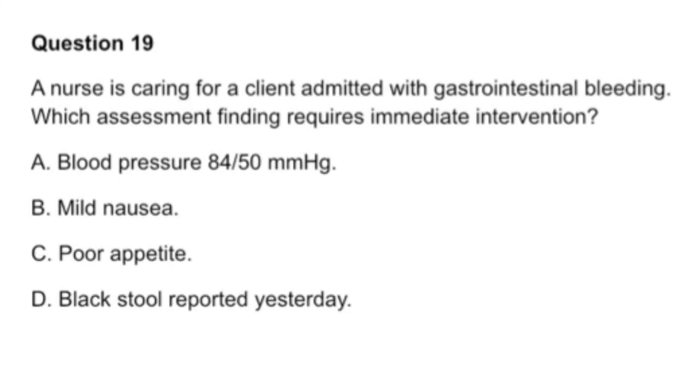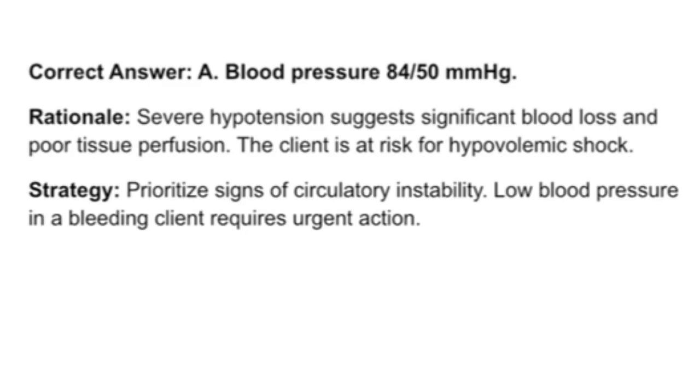Question 19. A nurse is caring for a client admitted with gastrointestinal bleeding. Which assessment finding requires immediate intervention? A. Blood pressure 84/50 mm of mercury. B. Mild nausea. C. Poor appetite. D. Black stool reported yesterday. Correct answer. A. Blood pressure 84/50 mm of mercury.